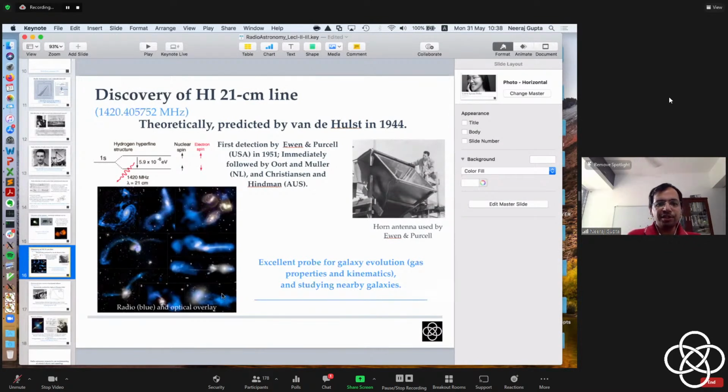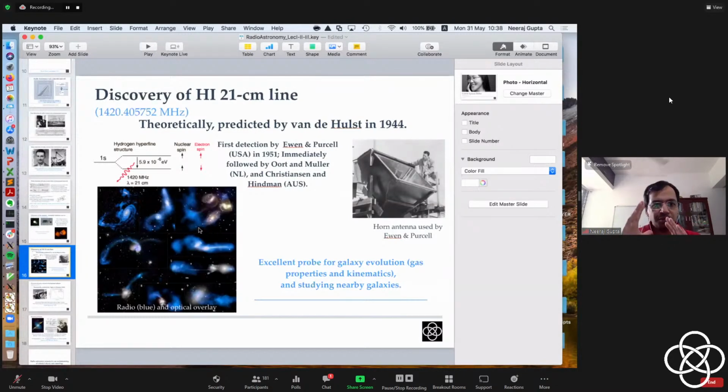In this image of galaxies that you are seeing here, in blue we are seeing radio, and you can see that it is overlaid on optical. So you can see that there are large parts of blue gas here, which is neutral hydrogen seen in radio, that have nothing seen in optical, right?